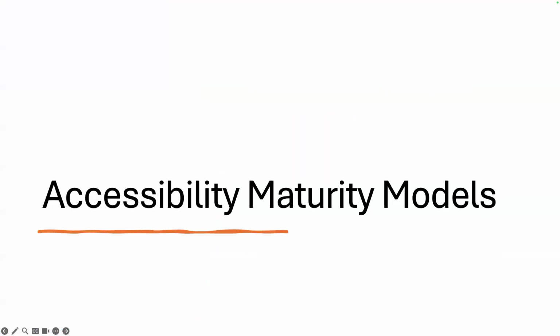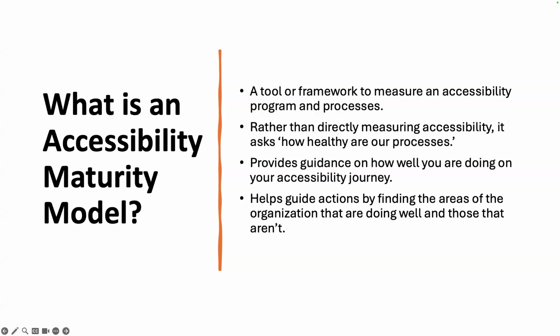So, accessibility maturity models. What is an accessibility maturity model? It's a tool or framework to measure accessibility programs and processes. Rather than directly measuring accessibility, it asks how healthy your processes are, or how healthy your organization is. It provides guidance on how well you are doing in your accessibility journey, and it helps guide your actions by finding the areas of the organization that will benefit the most, showing where you're doing accessibility well and where you're not.